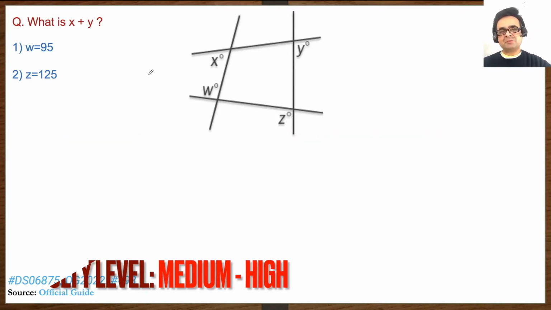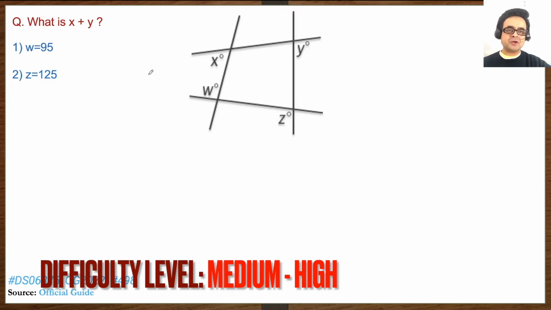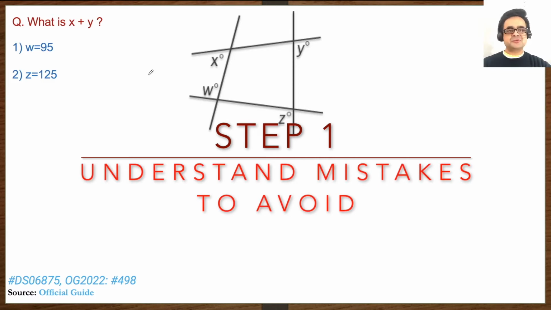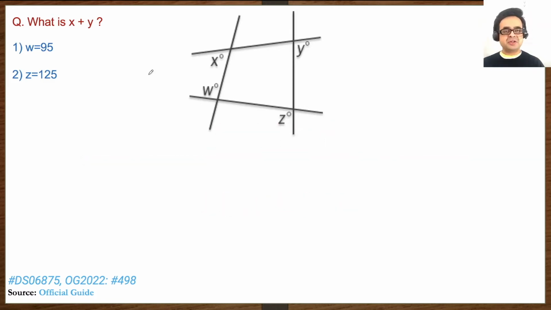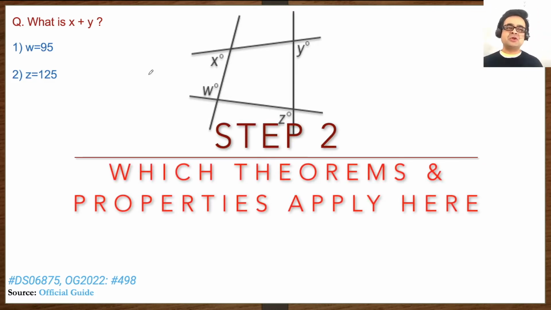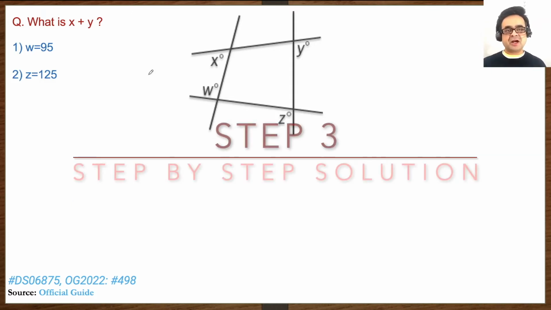Almost 30% of people get this official guide question wrong, which makes it a medium difficulty question, and we are going to talk about two things. First, we are going to understand why people are getting this wrong so that we can learn from their mistakes and not make those mistakes during the exam. And second, we are going to look at which theorems or properties get applied to this particular question, and finally how to solve it.